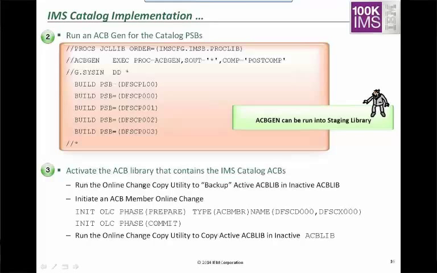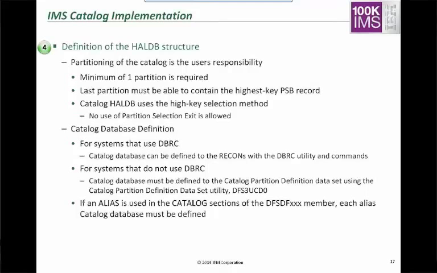Now the next thing you want to do is do an ACB gen for those PSBs. Once you've done an ACB gen, then you want to take that ACB library and make it active. So you basically issue an online change command. You run the online change copy utility to back up your active ACB library, initiate the online change commands, and that'll copy the information, and now you've got the active ACB library all ready to go. So that's step 3.